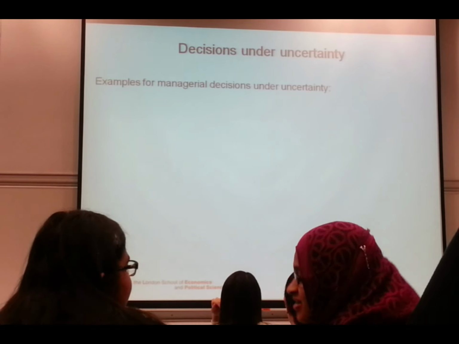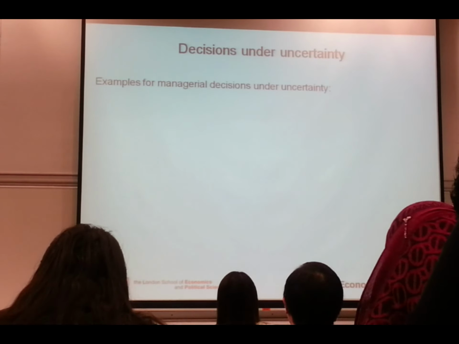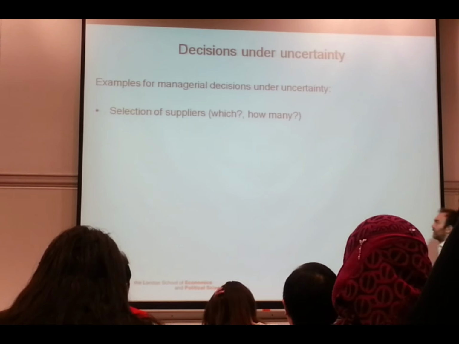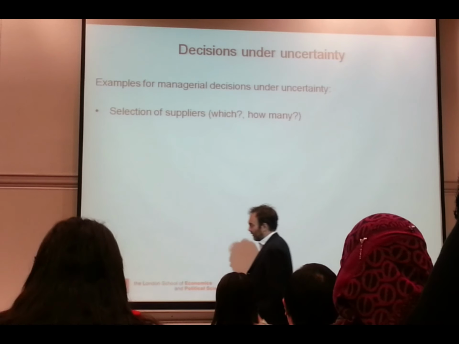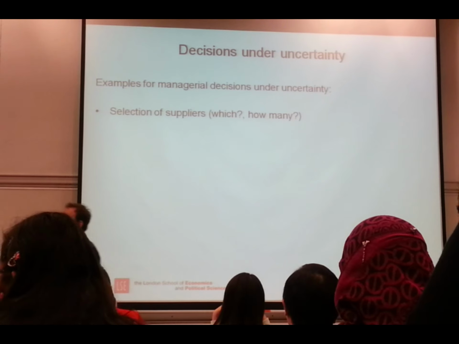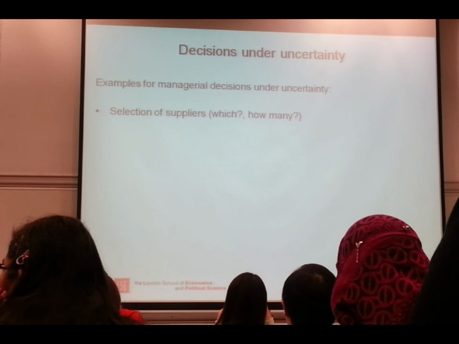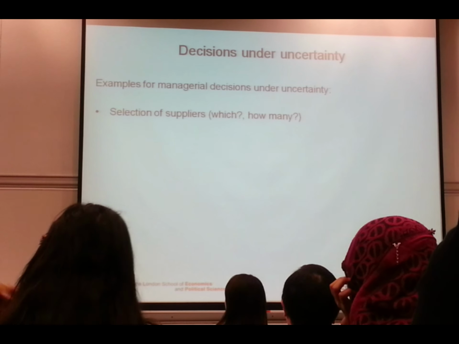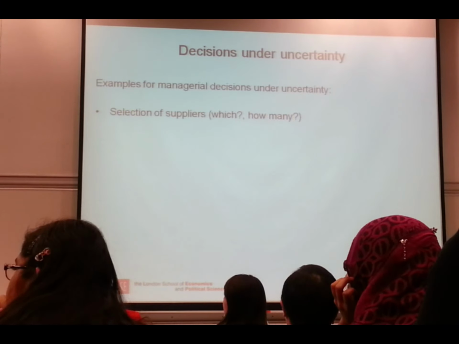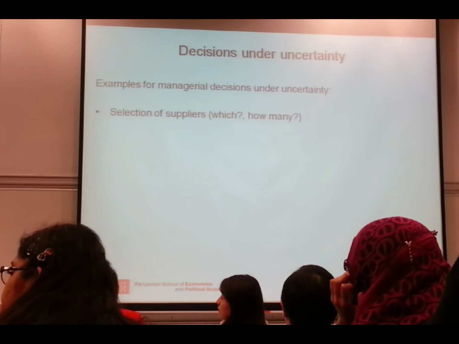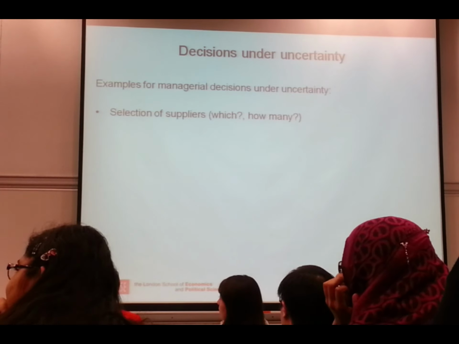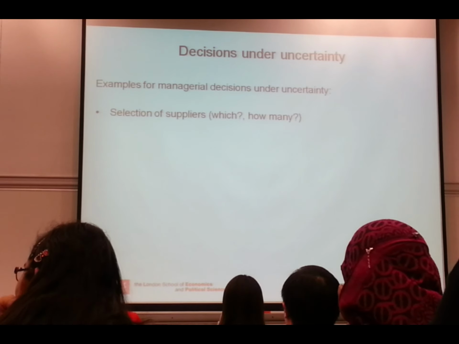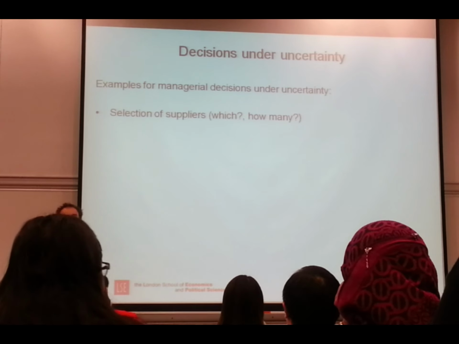So, what are some of these decisions under uncertainty? If I'm a manager figuring out how to structure my supply, some decisions we make are which suppliers we would want to select. Very common. So how do we select suppliers? Which kind of suppliers should we select?